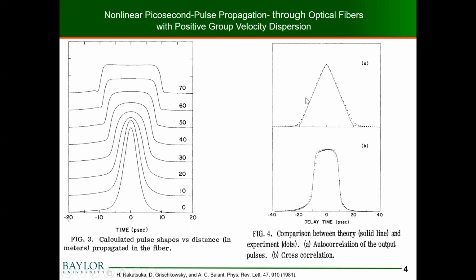And you can see that this is in the time domain. In this time domain, it makes the pulse in a square shape. So this is the calculated pulse shape via distance in meters: 10 meter, 20 meter, 30 meter, 40 meter, right? Remember, the dispersion effect only broadens the pulse, still in the Gaussian shape.